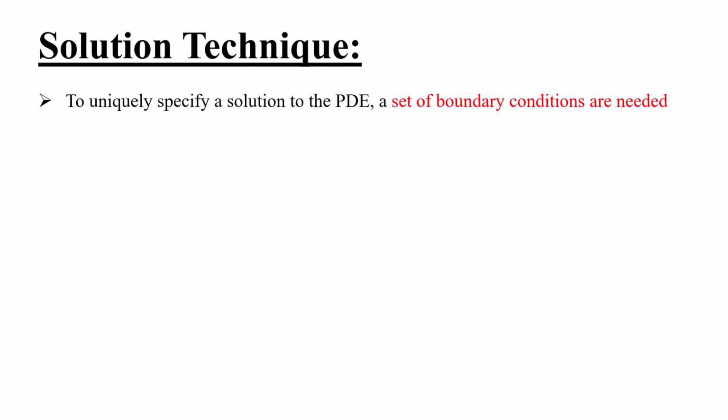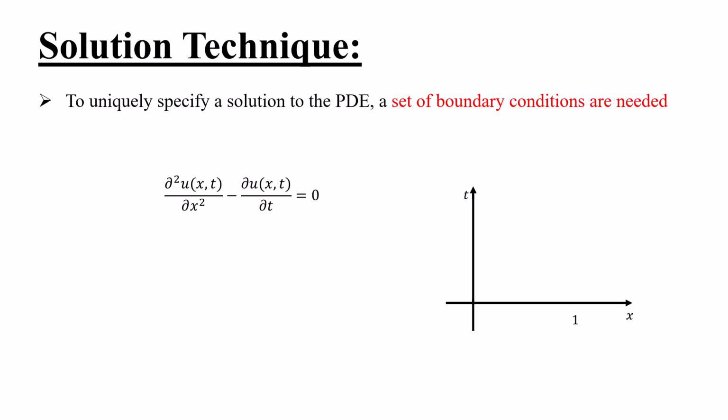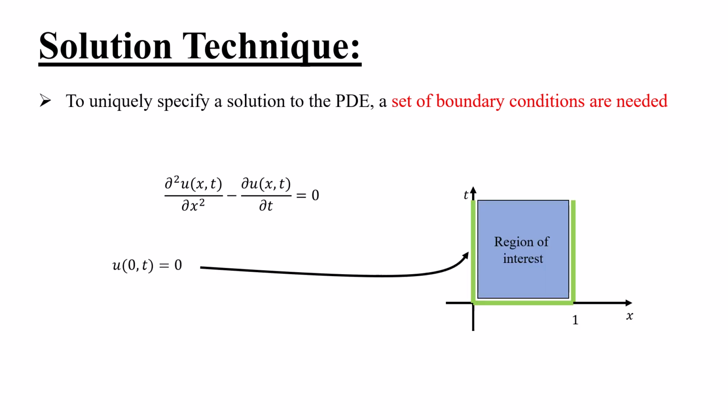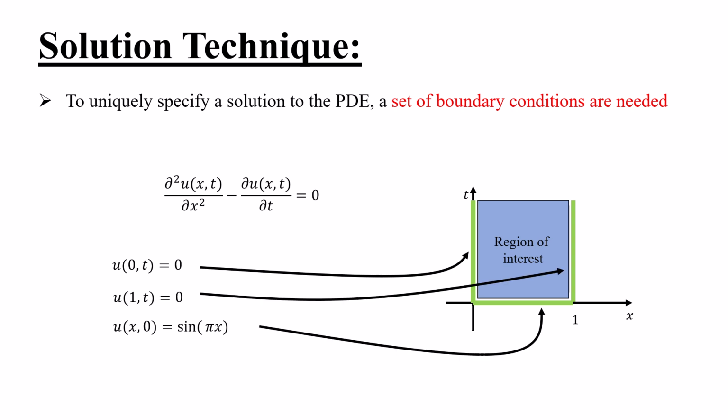Okay, we also need to specify the boundary conditions. These are essential to get a unique solution. So for example, we have a region of interest, so we can have a boundary here. This is one side of the boundary, this is the other side, and the third side. So we need boundary conditions so that we can use those values to identify and solve our difference equation.